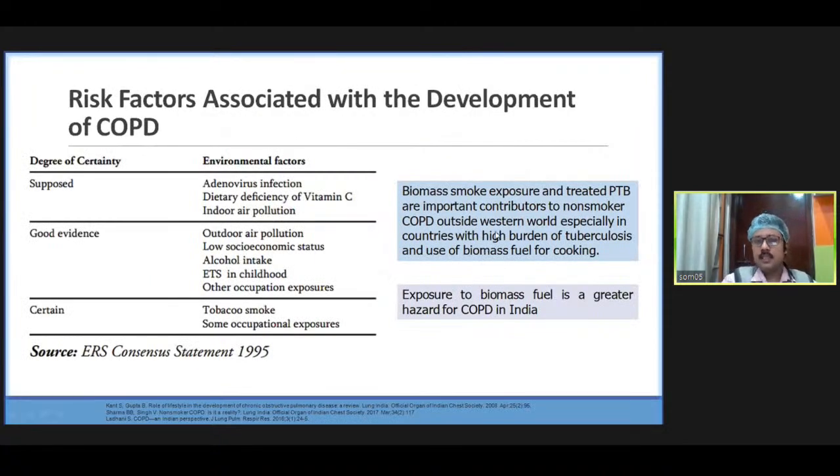Now, this is the important message: the risk factors associated with the development of COPD. The most important is biomass smoke exposure, an important contributor to COPD outside Western countries, where biomass fuel use is more common. So the take-home message is that in female patients and non-smoker patients, biomass smoke exposure or indoor air pollution is an important cause of COPD. There are other supposed factors like some infections such as adenovirus, vitamin D deficiency, low socioeconomic status, and alcohol intake. These are also contributory factors for the development of COPD.